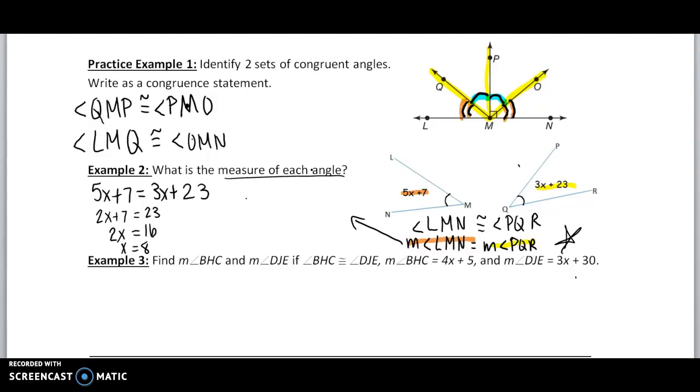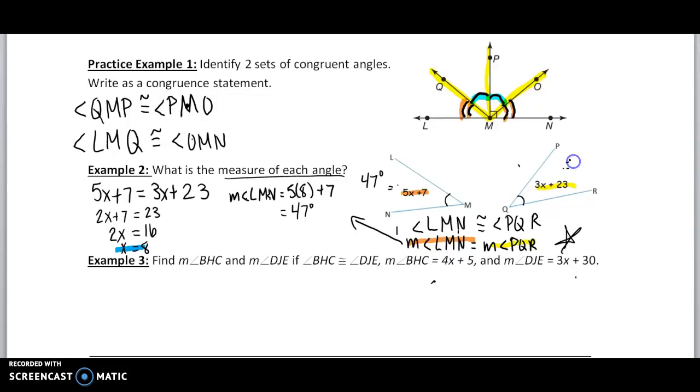So I see that the measure of angle LMN is equal to 5 times x plus 7. Well, I know that x, right here, is 8. So I'm going to substitute 8 in for x. And then I multiply, then add. So 5 times 8 is 40, plus 7. I see, oh, the measure of angle LMN is 47 degrees. So this one right here is 47 degrees.